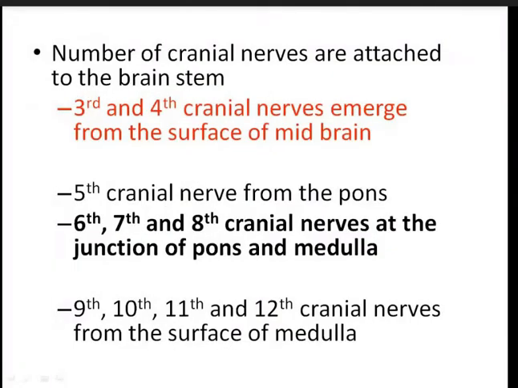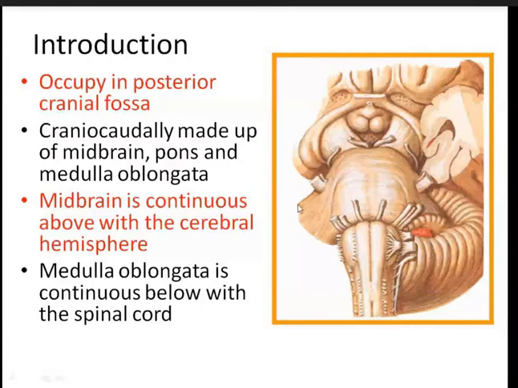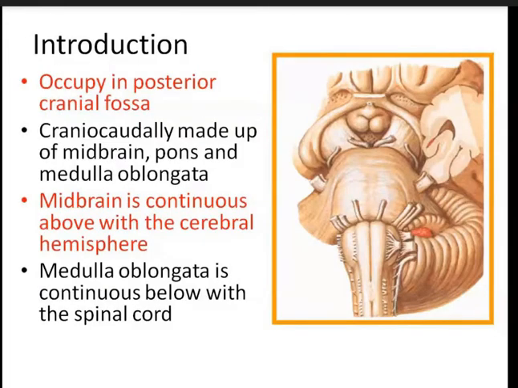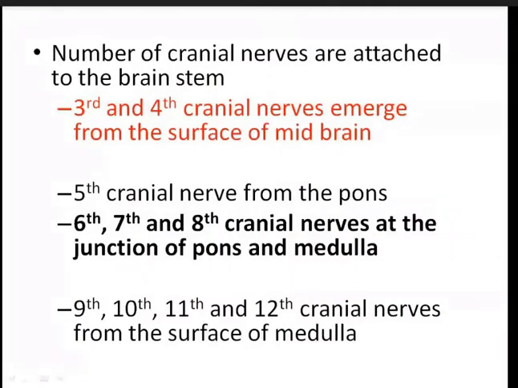And the fifth cranial nerve from the pons. This is the ventral surface of the pons. This is the trigeminal nerve, or the fifth cranial nerve, emerging from the ventral surface of the pons. And the sixth, seventh, and eighth cranial nerves are at the junction of the pons and the medulla, which is known as the pontomedullary junction. This is the pontomedullary junction, from where the abducent, facial, and vestibulocochlear nerves emerge. So the 6th, 7th, and 8th nerves are in relation to the pontomedullary junction.